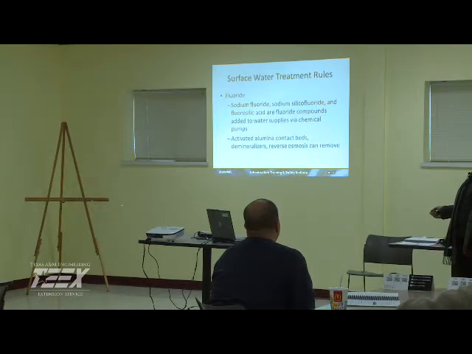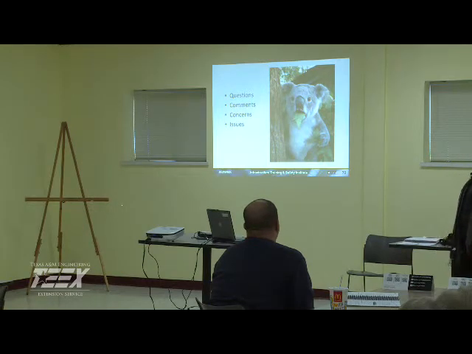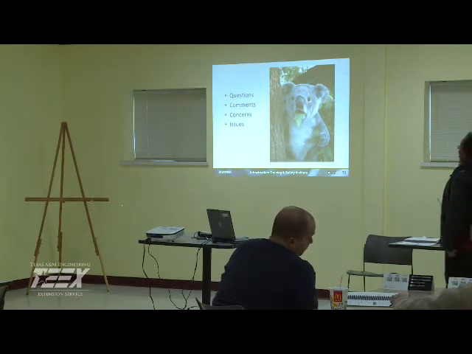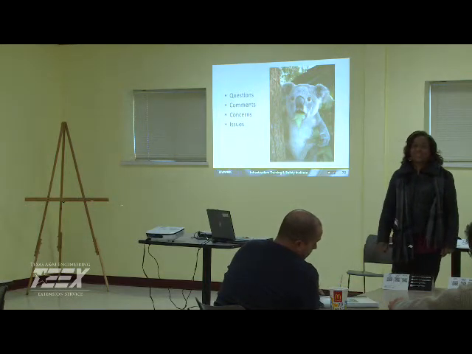If you have too high of fluoride, and in some areas it's just naturally occurring, you can use activated alumina beds, and we talked about those yesterday for removal, reverse osmosis, mineralizers, all those are things that can take the excess fluoride out. Are there any questions, comments, concerns, or issues?